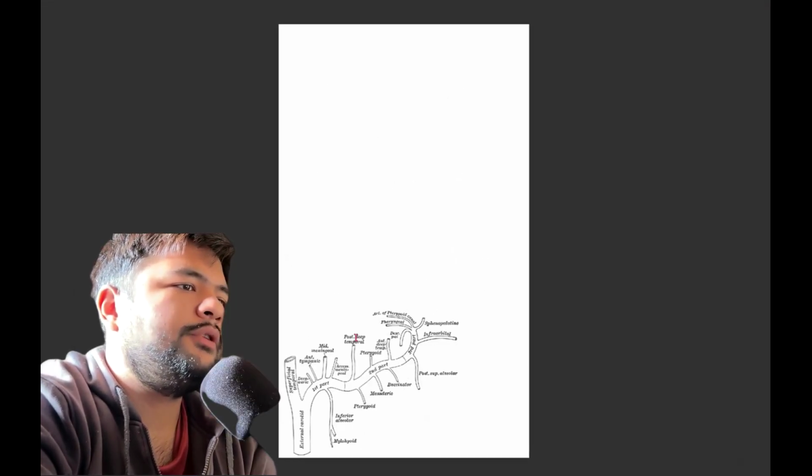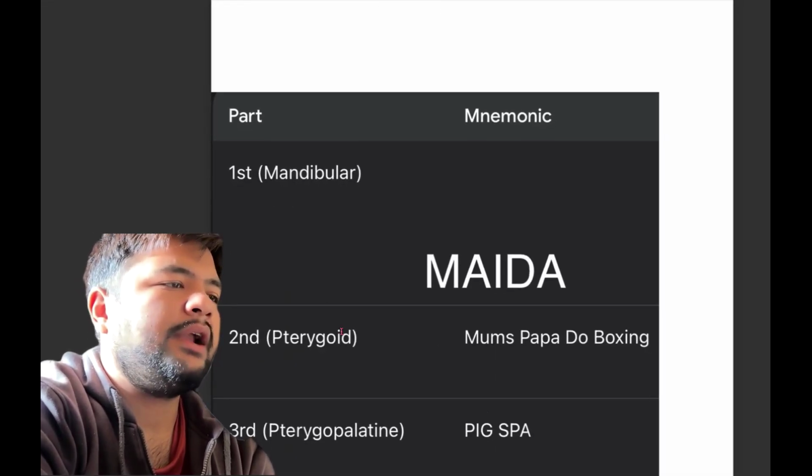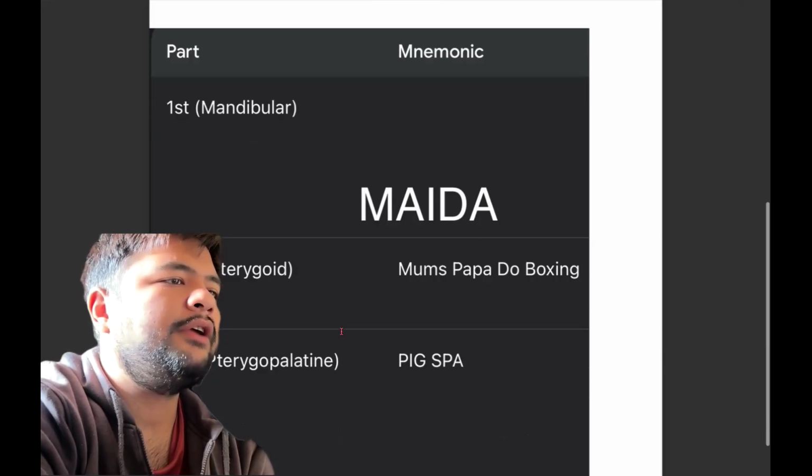Its mnemonic can be seen as follows: there are three parts. The first is the mandibular part, then the pterygoid part, and the pterygopalatine part.